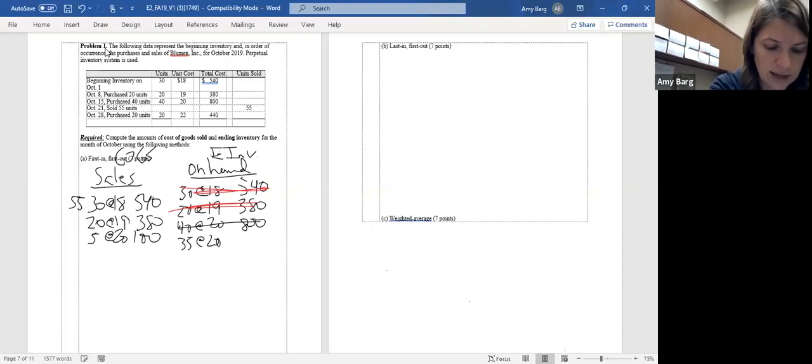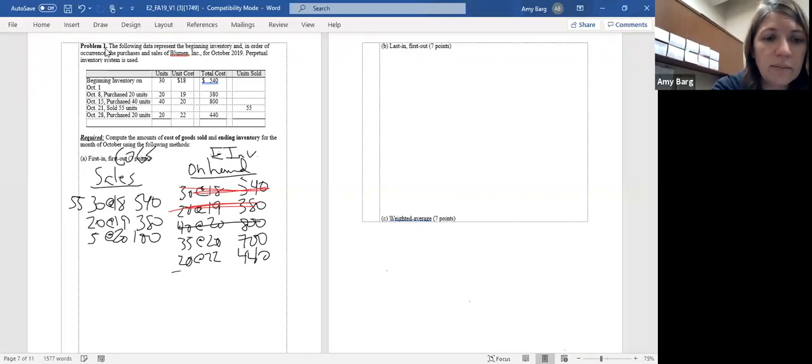And so that's going to be $700. And then on October 28th, we purchased 20 more units. Don't forget to do this because there's always going to be something at the end. And don't forget to add these last 20 units at $22 for $440.